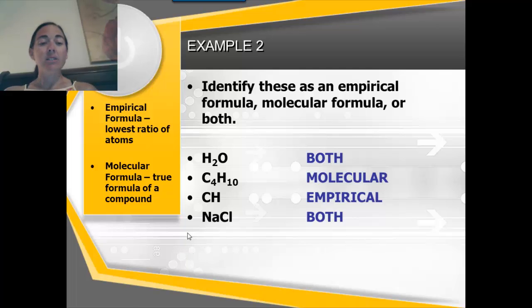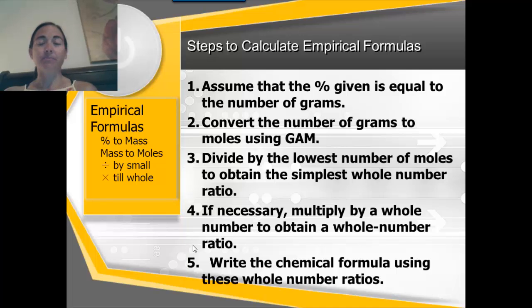Now let's look at how to calculate them. You already have these steps in your notes. What we're going to do is we'll be given the percent composition of a sample, and we're going to convert that to grams. Then we'll convert grams to moles. We'll divide each one by the smallest, and if necessary, because sometimes it is, we'll have to multiply by a number to get rid of a decimal. Finally, we'll conclude by getting the empirical formula for the compound.